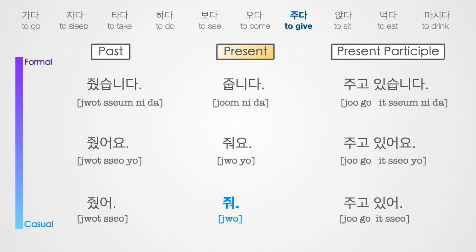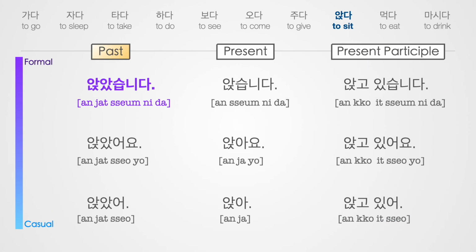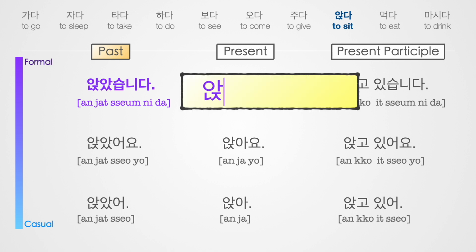줘, give it. 주고 있습니다. I am giving it now. 주고 있어요 can also become a question. 주고 있어요? 주고 있어. 주고 있어? Our next verb is 앉다. 앉다 has two lower consonants, and the second consonant, 지읒, is pronounced with the second syllable.